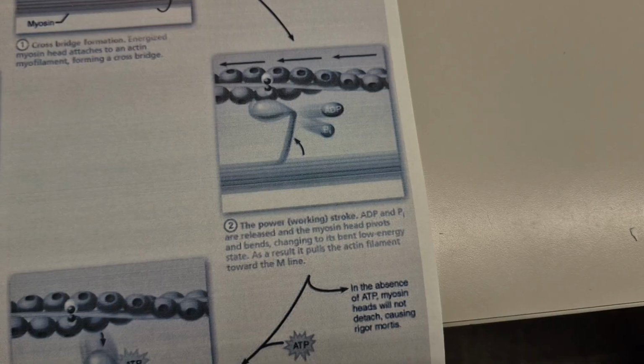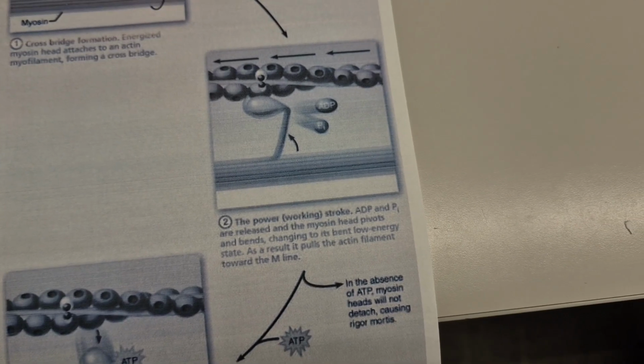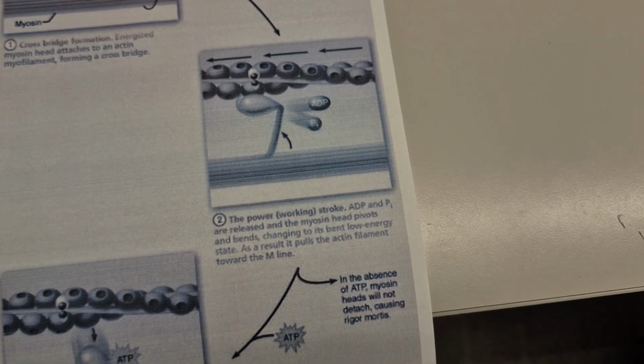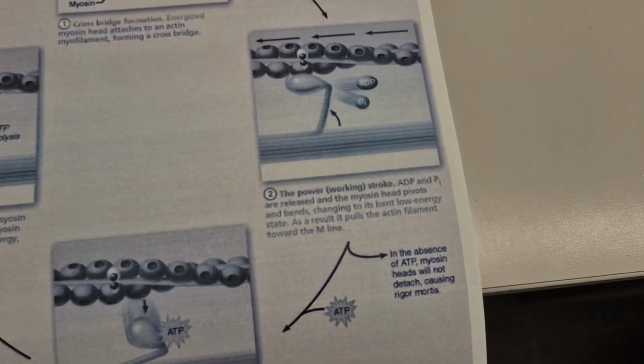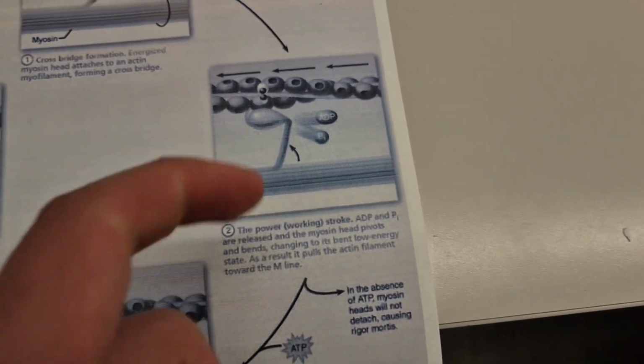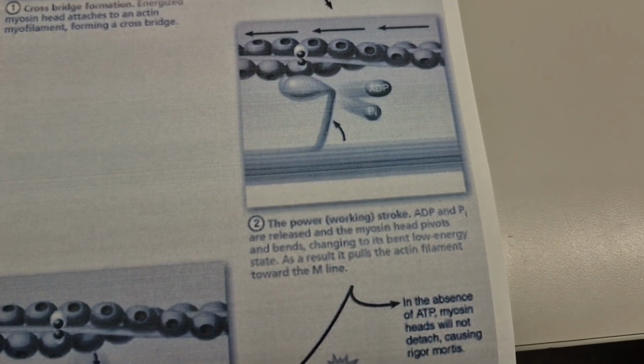When you slingshot a rubber band and you let go, it releases energy and the rubber band goes forward. That is what is going on with this. ADP and phosphate, once released, pulls the myosin head forward. It does its power stroke and it pulls the actin closer to the M line on a sarcomere.